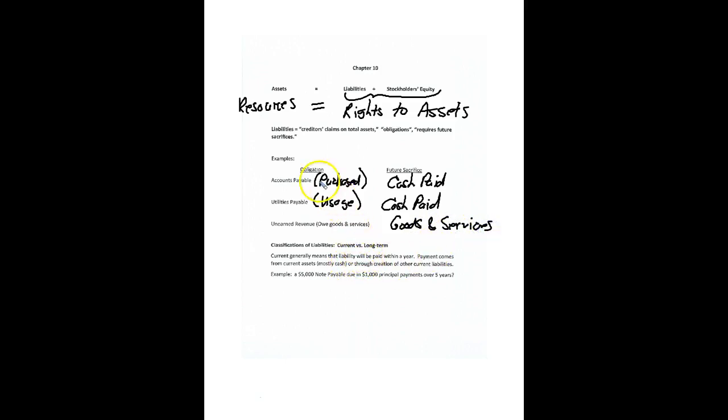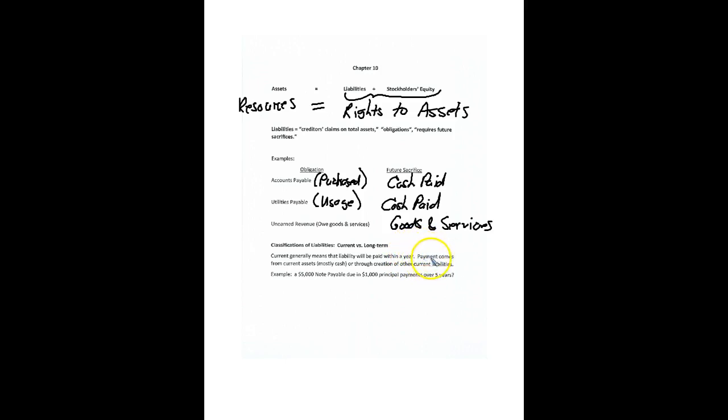Okay, so that gets through definitions of liabilities. Let's look at our classifications on the balance sheet. And we already know that we have the two classifications, current and long-term. Current generally means that the liabilities will be paid within 1 year. We know in accounting, usually the break-off between current and long-term is a year.